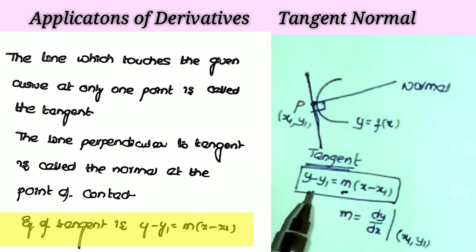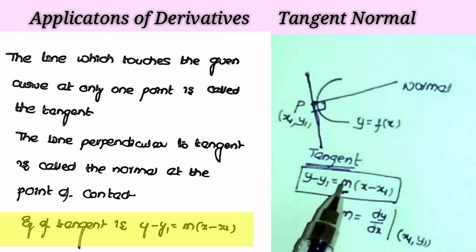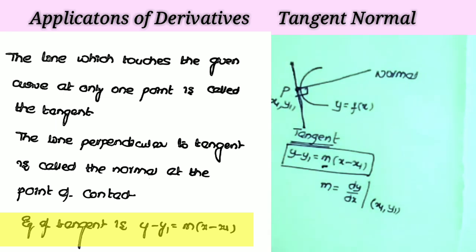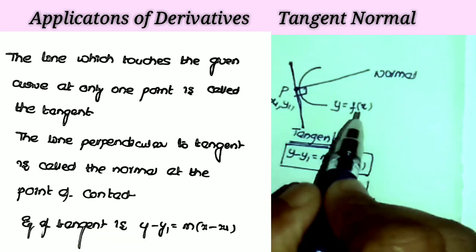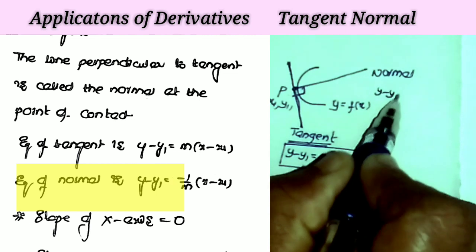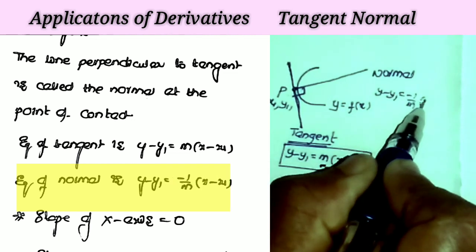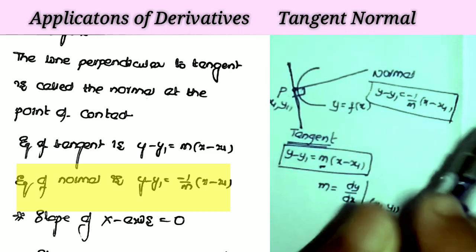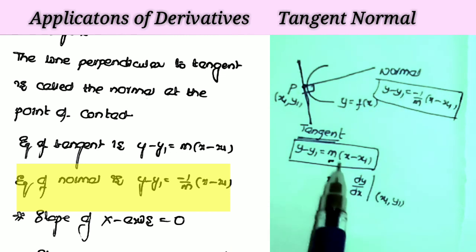To find the slope value, we simply take the derivative of the given function and substitute the given point into the derivative, then we get the slope value. m is equal to dy by dx. And what is the equation of the normal formula? y minus y1 is equal to minus 1 by m into (x minus x1). Here also (x1, y1) is the point P, and m is equal to dy by dx. Since this is the perpendicular line to the tangent, we use the slope value minus 1 by m. These are the most important formulas, very useful for solving the problems in the exercise.